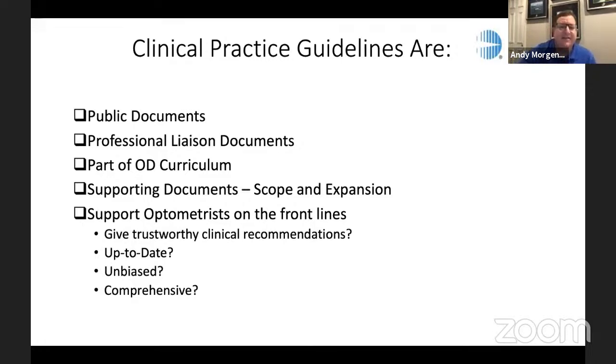They're public documents. They're professional liaison documents. They're part of the optometric education curriculum. They're supporting documents, so they support scope and expansion of what we can do as optometrists. And they give trustworthy recommendations, and hopefully they're up to date, unbiased, and comprehensive. In the United States, we want to make sure that in medicine we're producing high quality evidence-based clinical practice guidelines.